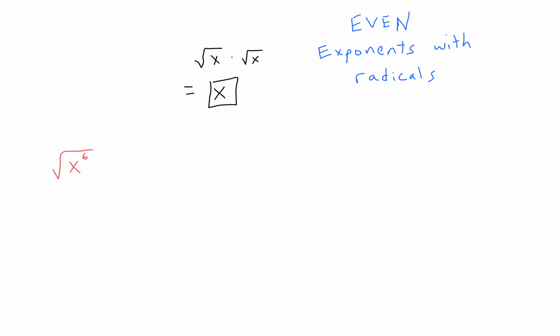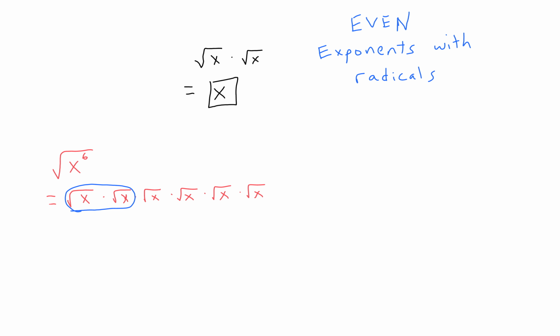What about the square root of x to the 6th power? Well, if we break down how many x's there are, there are 6 of them. That's why it's x to the 6th power. X 6 times. So I'm going to do 6 of those root x's: 1, 2, 3, 4, 5, 6. When we're taking the square root of something, we are very, very interested in how many pairs there are.